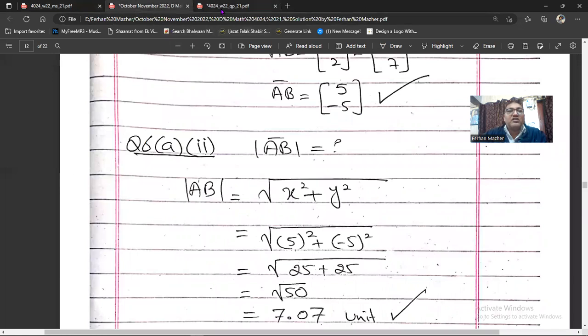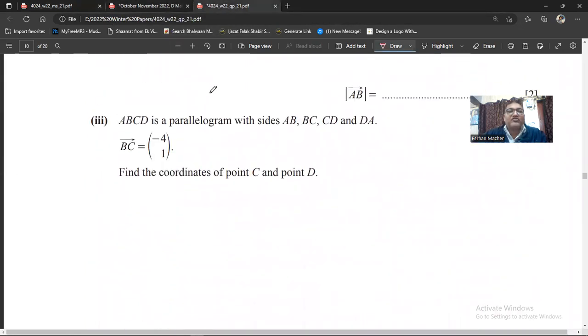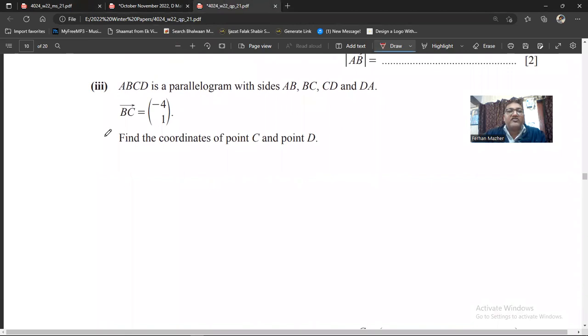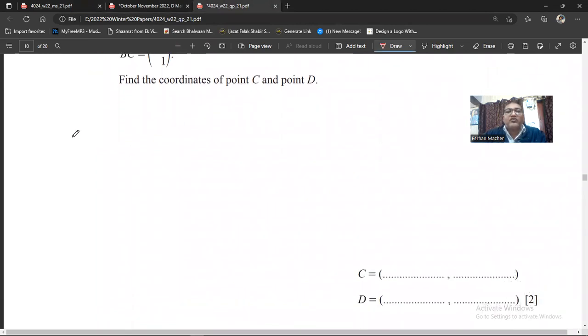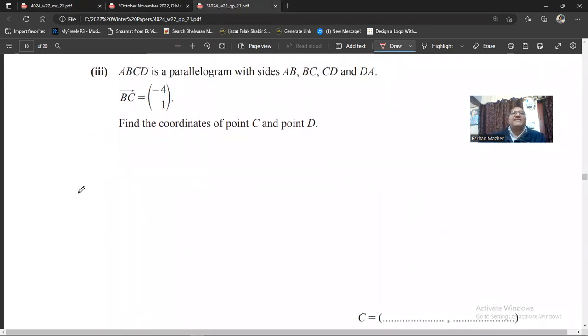This is the solution. Okay, so we are going to the next question. Question number 6, A part, its third part, and it's a 2 marks question. He says A, B, C, D.